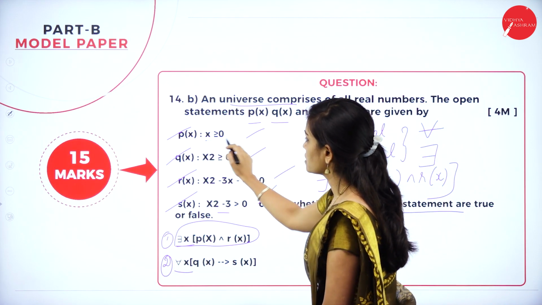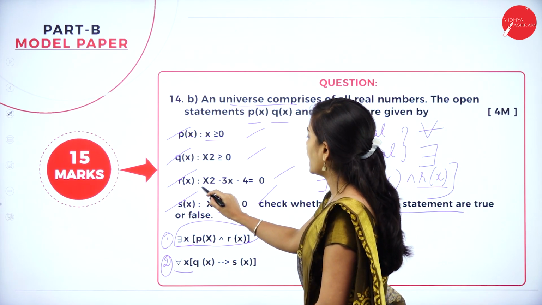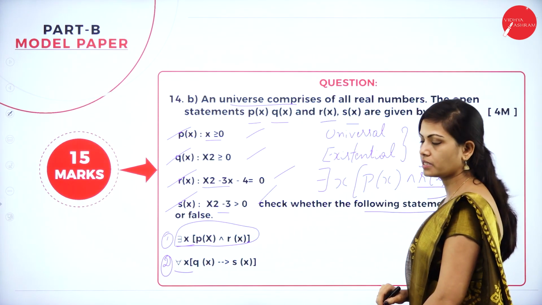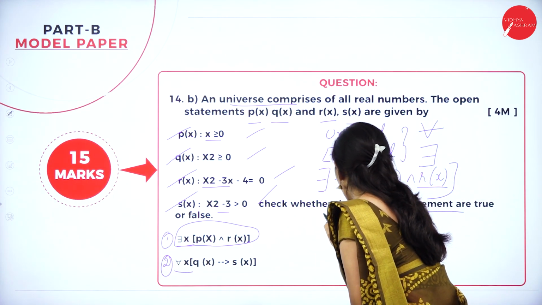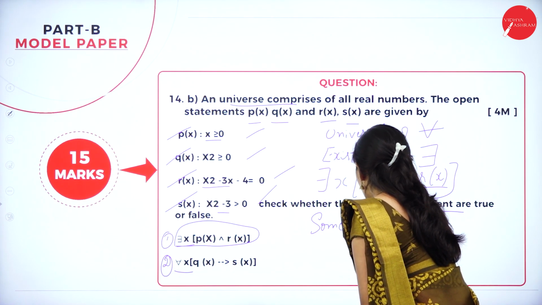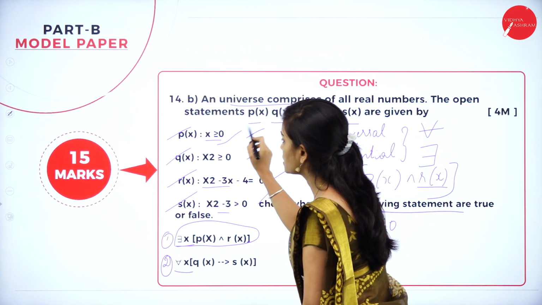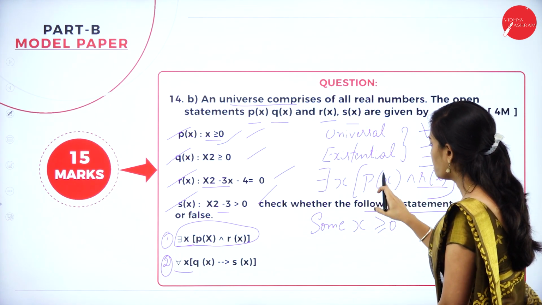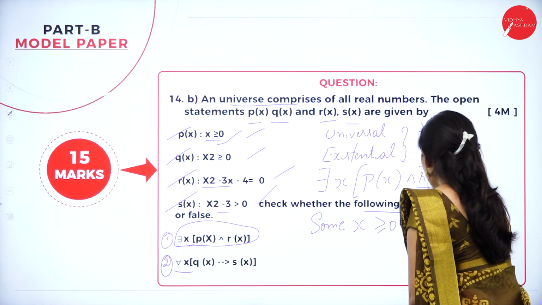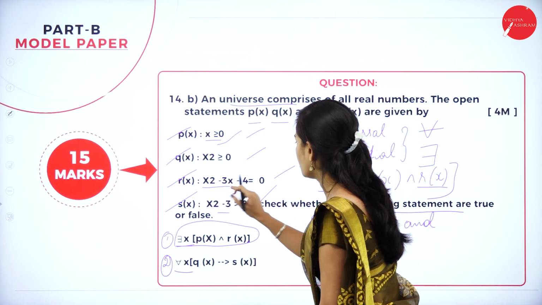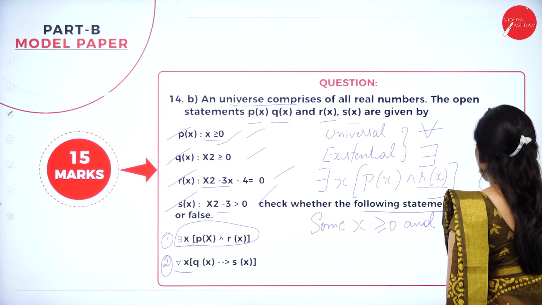Now P of x is what? x is greater than or equal to 0. And R of x is what? x squared minus 3x minus 4 is equal to 0. I'll write the existential quantifier for this. There exists x such that x is greater than or equal to 0, because it is P of x, and R of x is x squared minus 3x minus 4 equals 0.